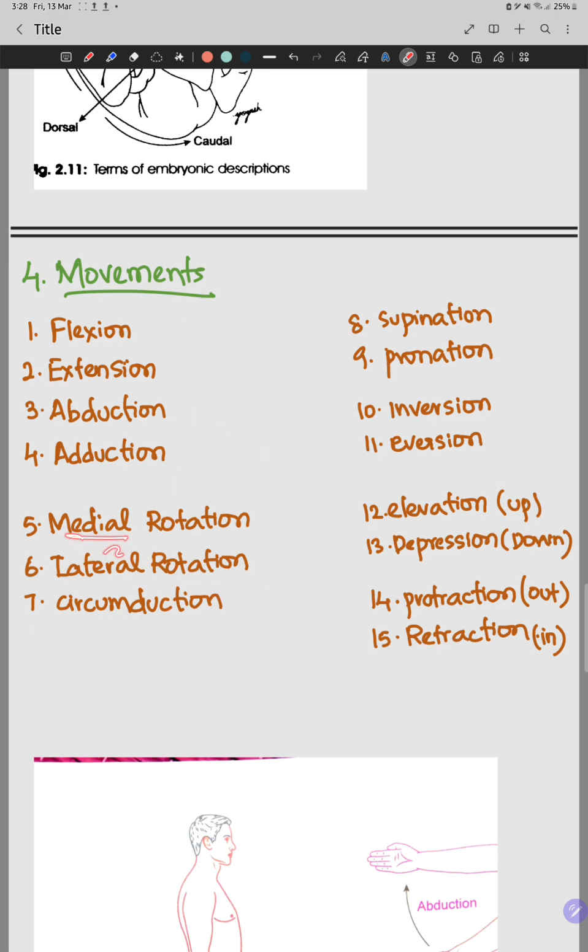Okay, next, medial rotation, lateral rotation. If you have understood the words medial and lateral, medial means towards the body, so this will be my medial rotation. And lateral means away from the body. From this position you have brought to this position, so this is lateral, away from the midline, so it will be lateral rotation. I will show you in the diagrams now.